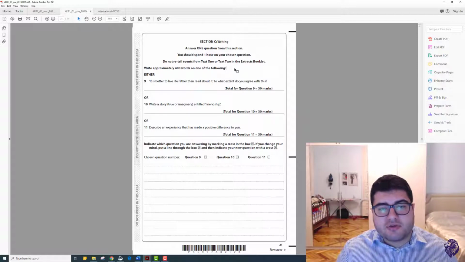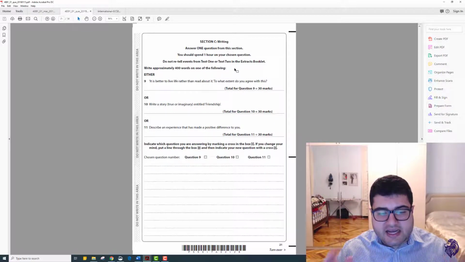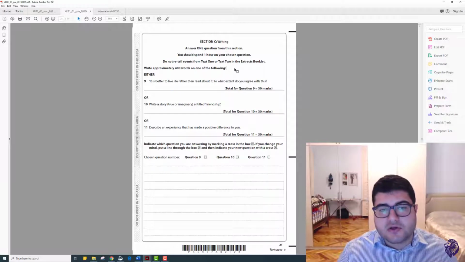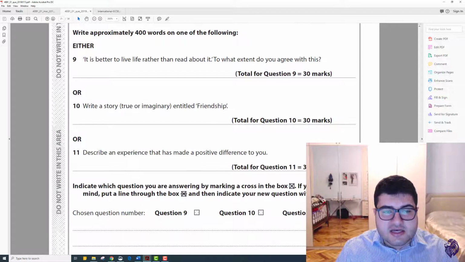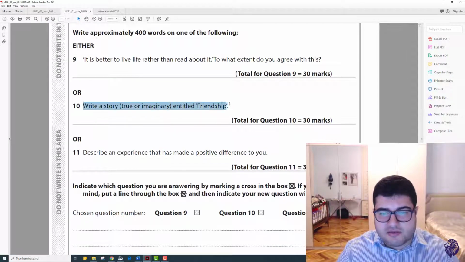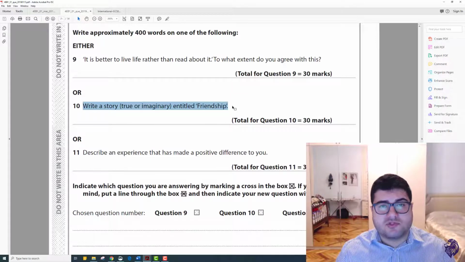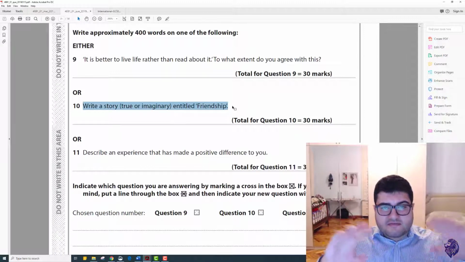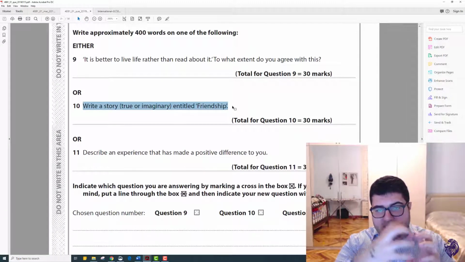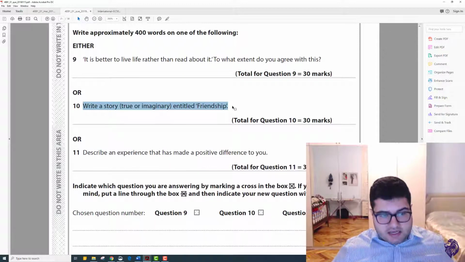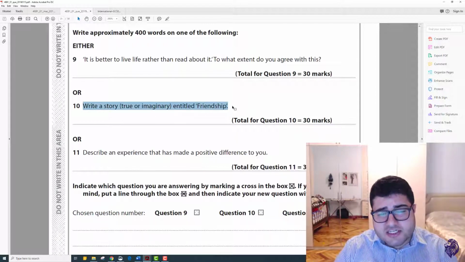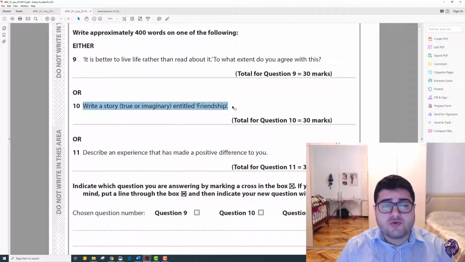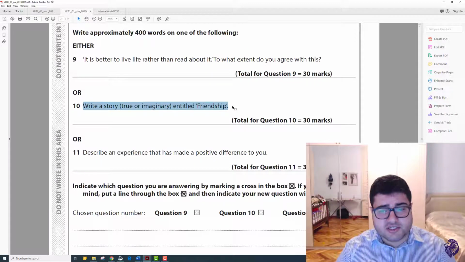So to help you out with this, what we're going to do is we're actually going to tackle one of these together. And like I said earlier, we're going to tackle the creative writing one, question 10. They're all creative writing, but I like this one the most because I feel like it gives you the most flexibility, because you could kind of write about anything as long as the title Friendship is tied into it like a theme throughout your writing. So question 10 says, write a story, true or imaginary, entitled Friendship.